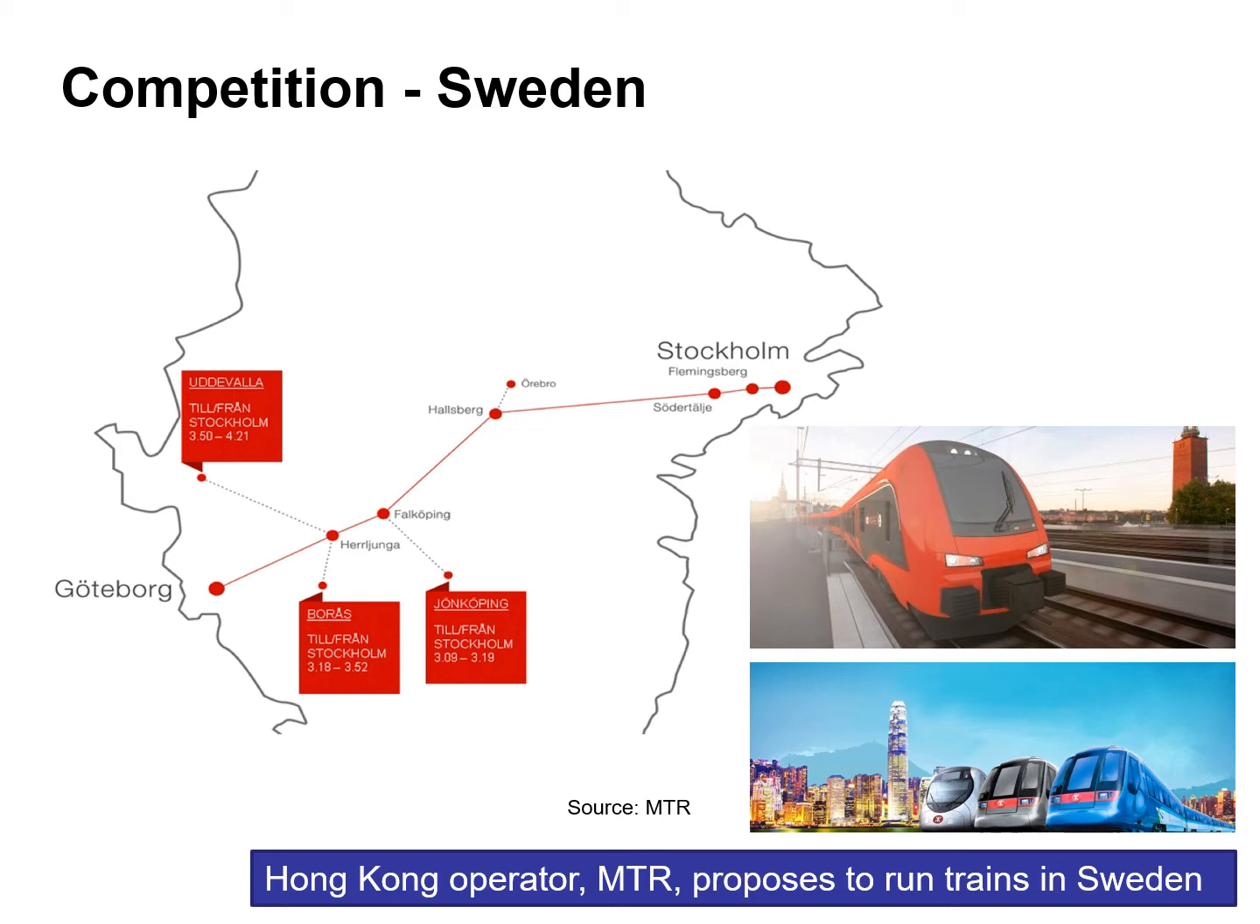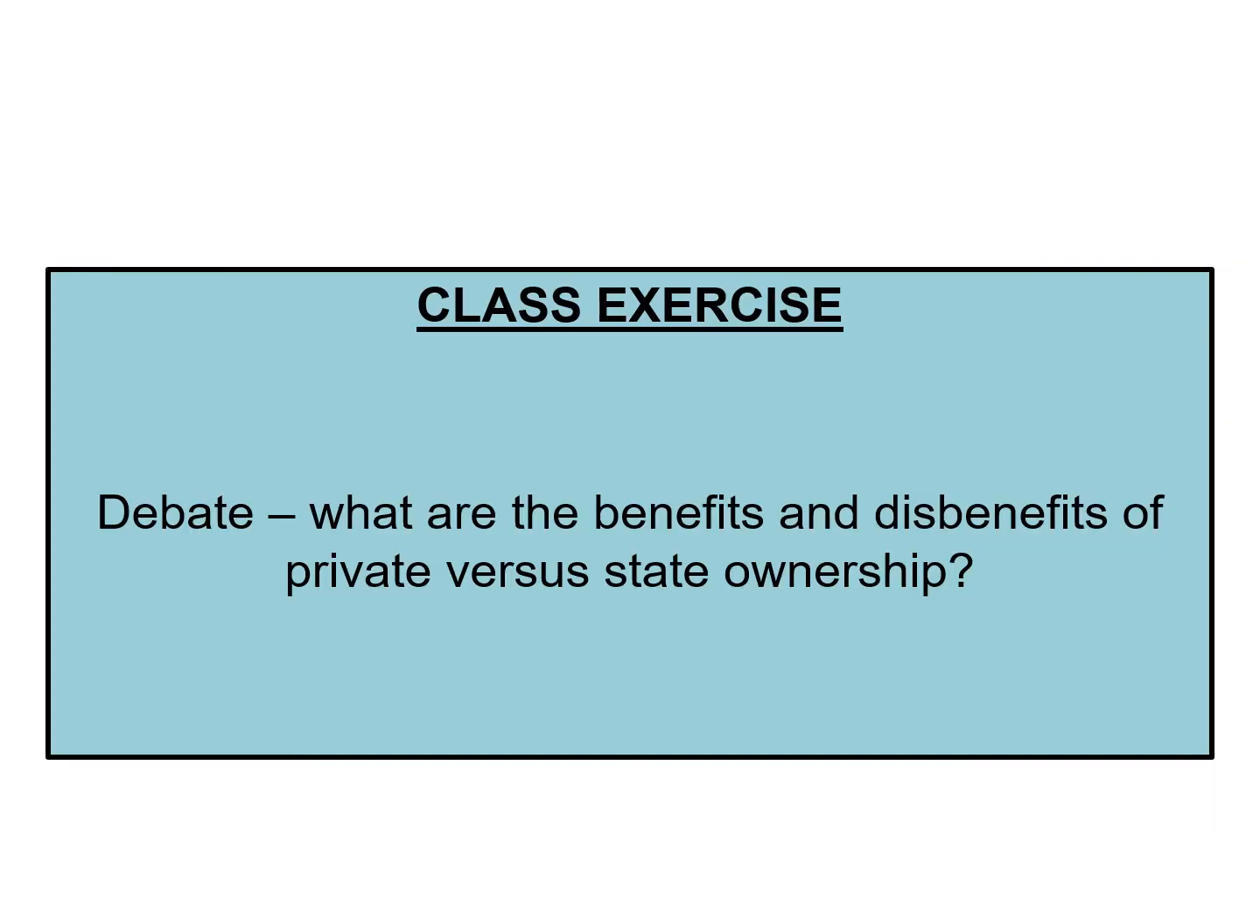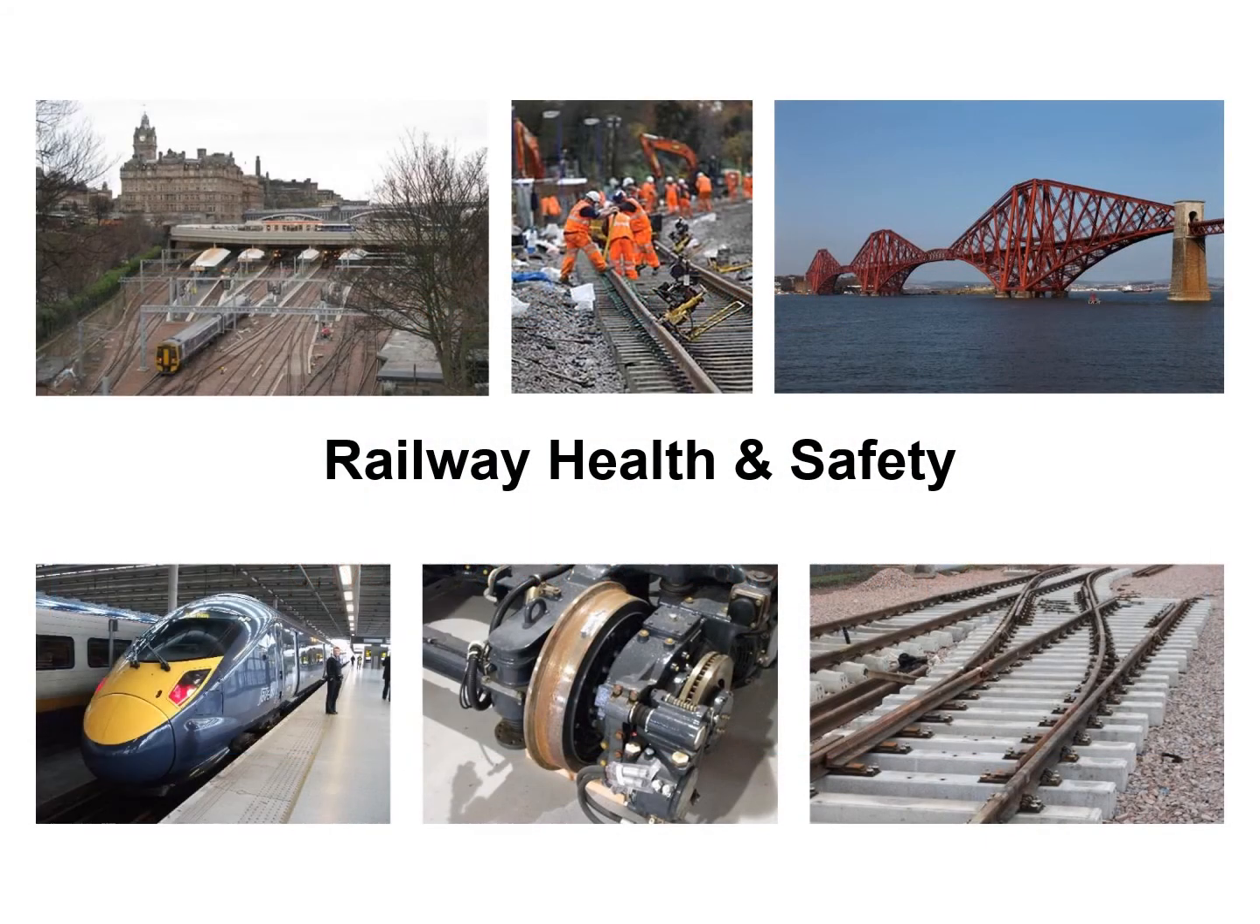Going beyond railway delivery and operation, MTR also creates and manages dynamic communities around its network through seamless integration of rail, commercial and property developments. So I want you all to have a think about what the benefits and disbenefits of private versus state ownership are. So we're now going to look at how we manage health and safety in the railway sector.